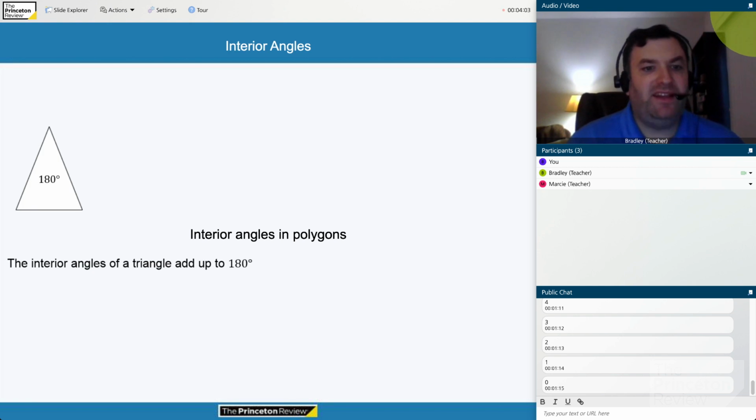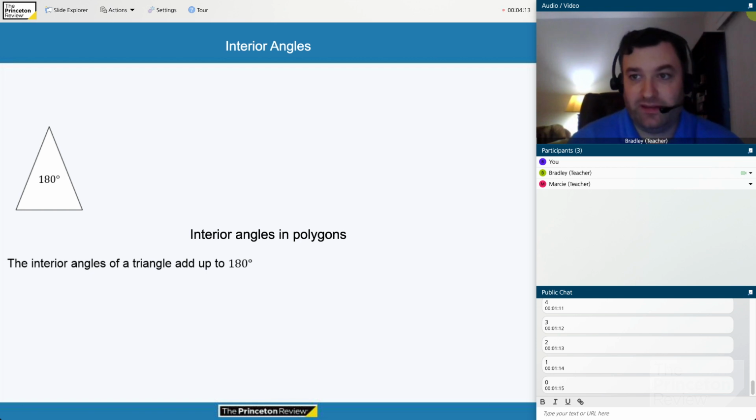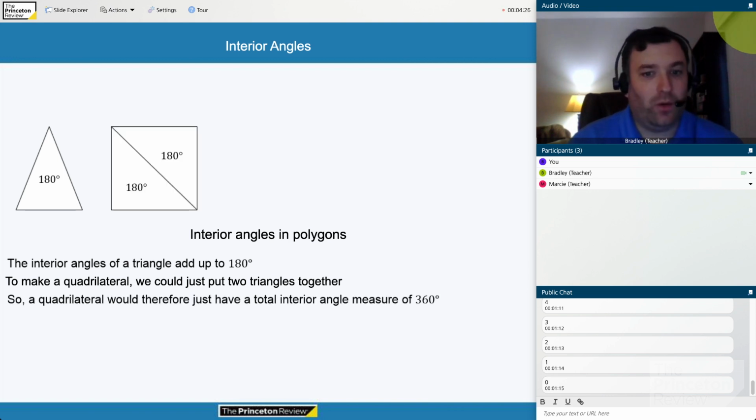So if we're talking about interior angles of a triangle, many of you have run across this, and the sum of those is always going to be 180 degrees. We can use this to figure out what the sum of the interior angles in a quadrilateral would be, because a quadrilateral could just be made by putting 2 triangles together, like so.